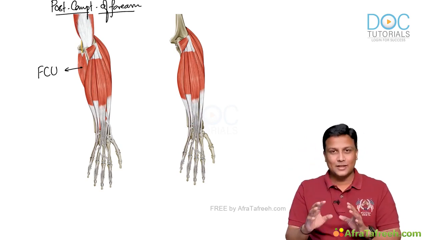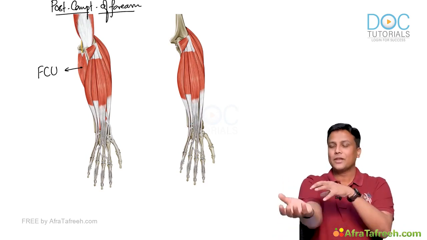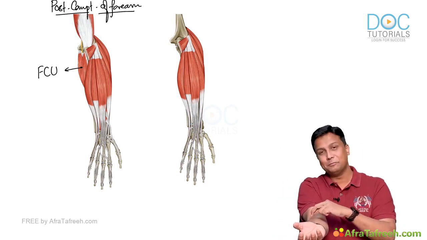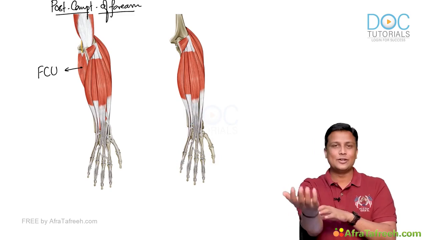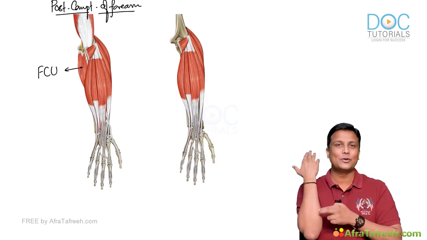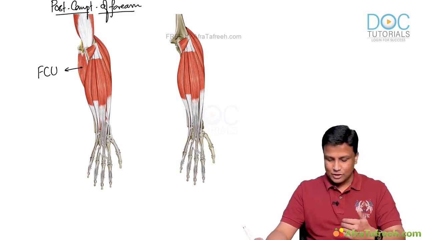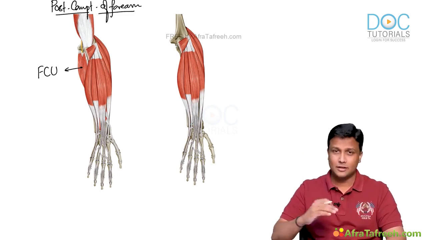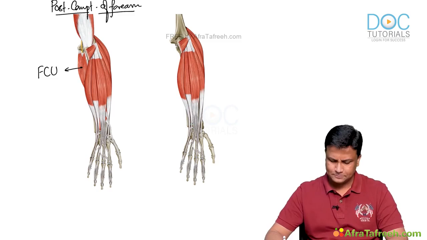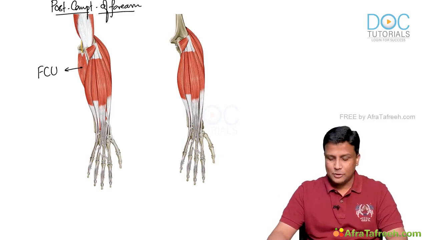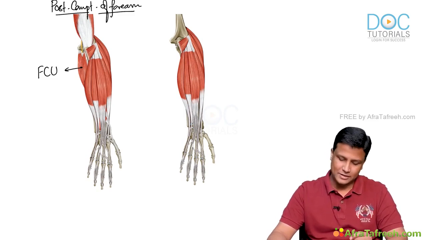So do one thing, guys. Always keep this in mind. Whenever you're seeing the anterior compartment, rule out brachioradialis. And whenever you're seeing the posterior compartment, first rule out the flexor carpi ulnaris here. Now, once you forget about that, you just rule out that muscle or you just remove that muscle. Then look at the next diagram here. In the next diagram, you are able to see only and only the posterior compartment of the forearm. Only the posterior compartment of forearm muscles.